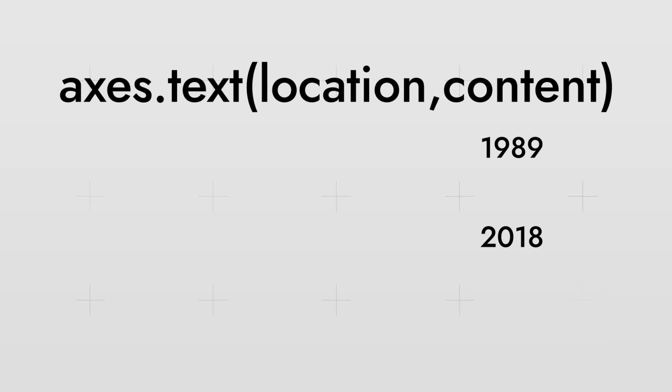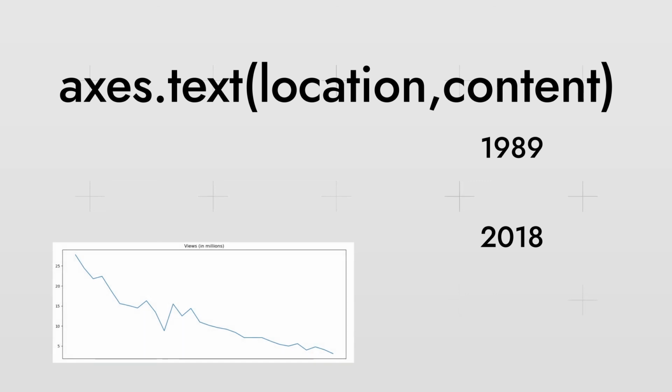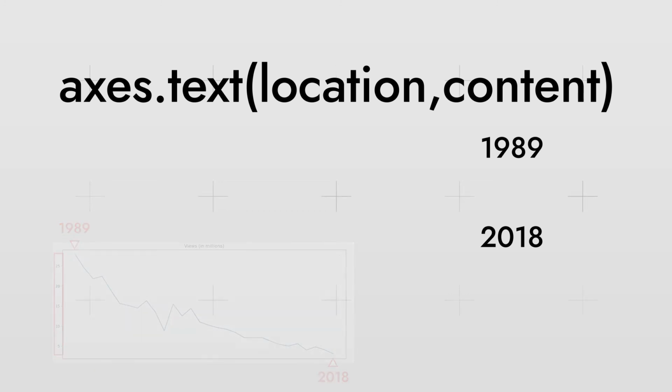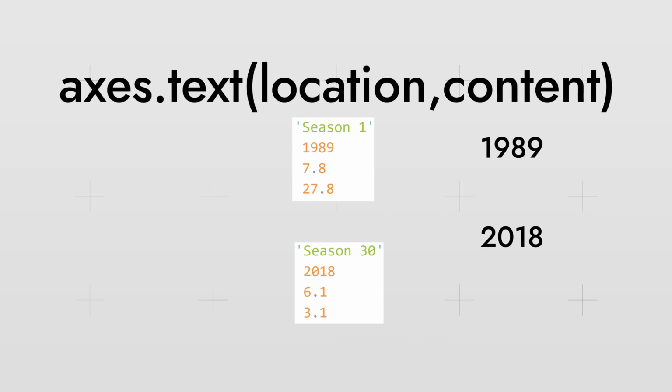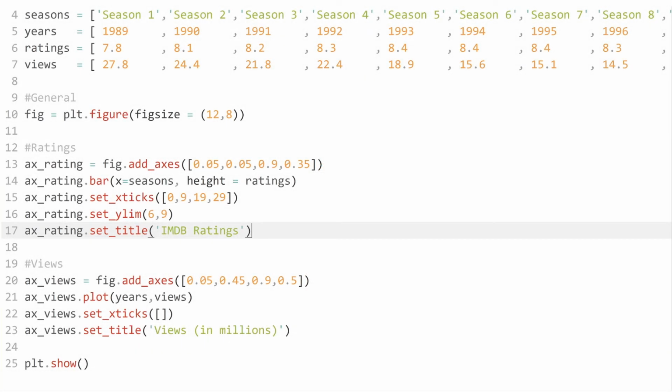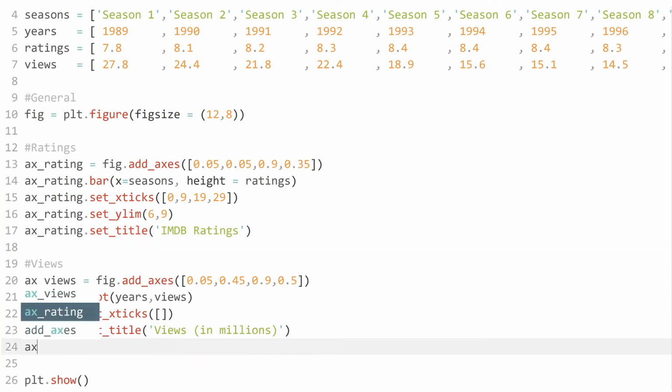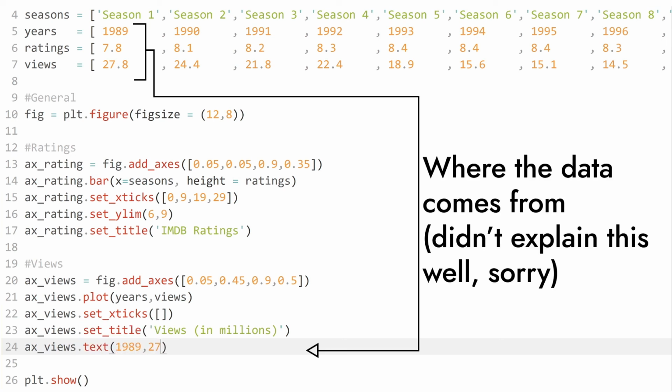You see, text uses the existing grid for the location. So for the line chart, the x-axis ticks go from 1989 to 2018, and the y-axis ticks from 3.1 to 27.3. Since I want to place some text right next to the beginning and the end of the line, I will call the text twice and use the first and the last coordinates from the data we already have. Let's do all of this in the code now. Once more, I add x_views followed by text, and I insert 1989 and 27.8 and the string 1989.